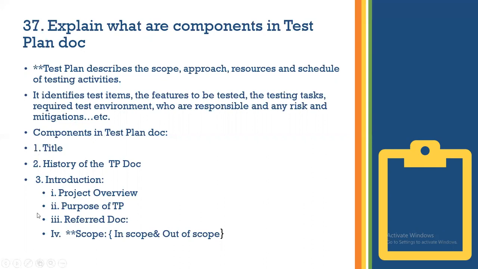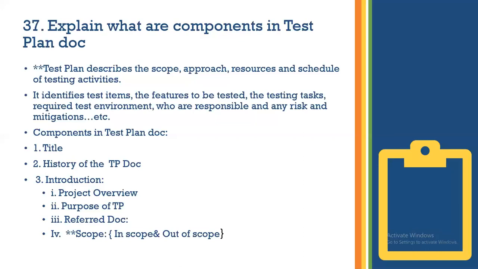This only has to explain what the components are. The title, then which project the test plan document is related to. Then the history of the test plan document, which describes who prepared the document, when the document was prepared, reviewed by, approved by. That kind of information you are going to find in the test plan document. The third component, introduction, which has four subcomponents.